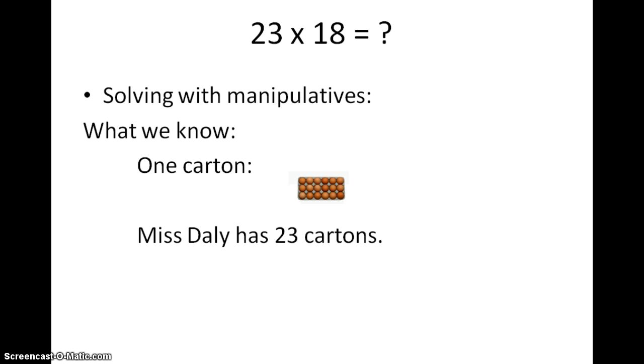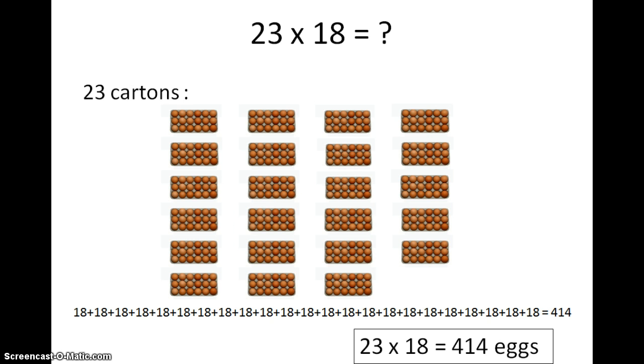We can also use manipulatives to solve this problem. Starting with what we know, we need a standard. For one carton, we have 18 eggs in each, and Miss Daly has 23 cartons. If we put all these cartons out here, we have 23 cartons of 18 eggs, so we have 18 plus 18 plus 18 plus 18, and so on. And if we add them all up, as you can see here, we have 414. So 23 times 18 is 414 eggs.